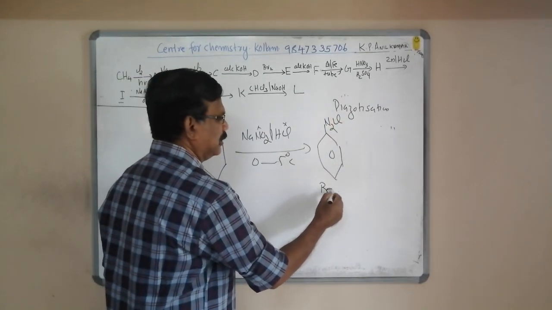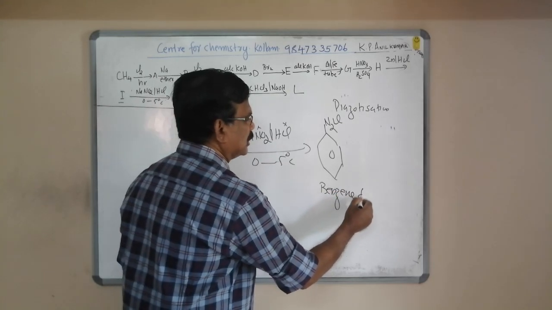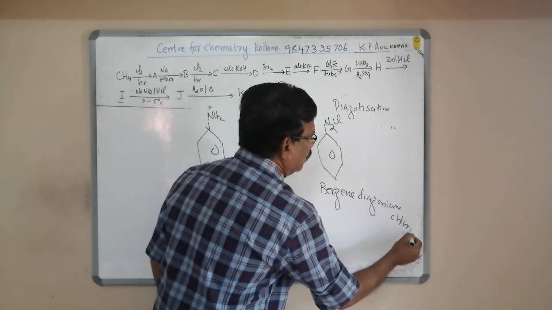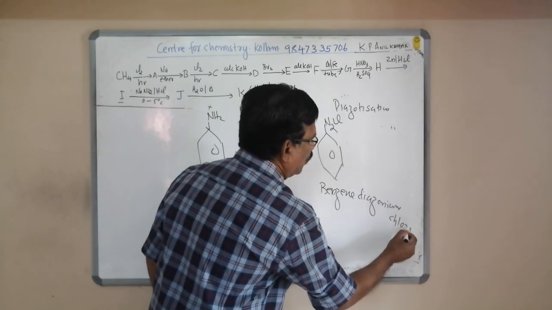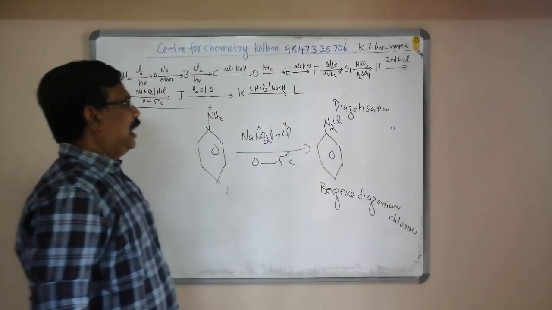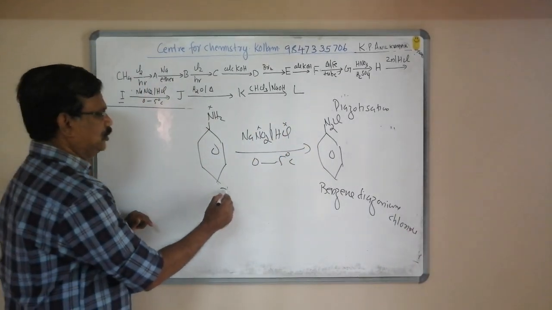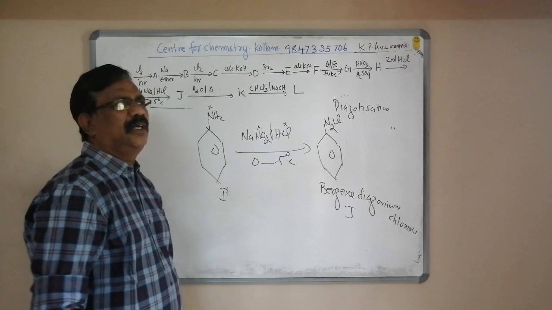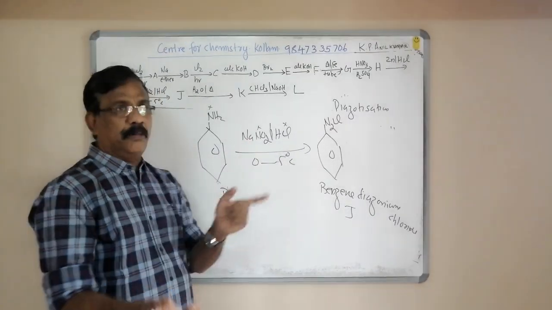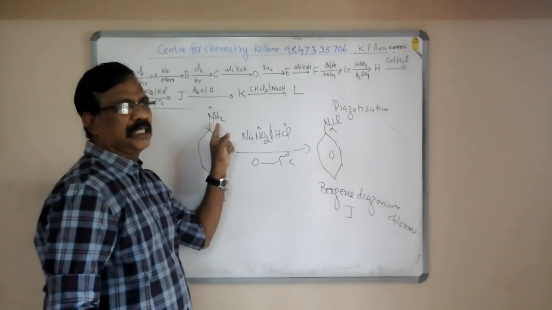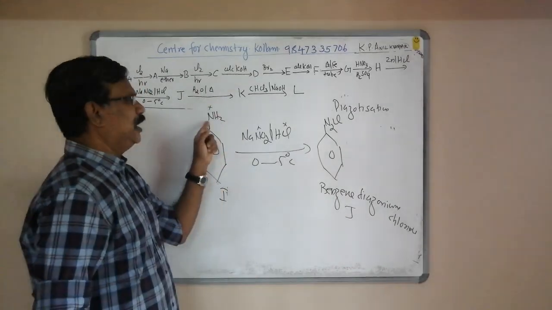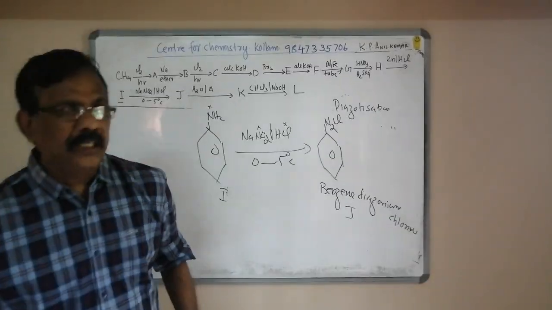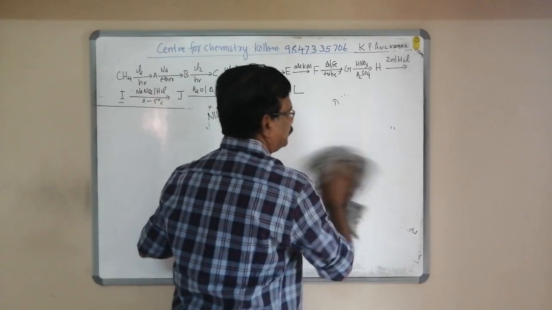Benzene diazonium chloride. This is J. So I into J. J is benzene diazonium chloride and this process is called diazotization. The reagent is sodium nitrite and HCl. NH2 is an aromatic amino compound, and it is converted into N2Cl, benzene diazonium chloride.